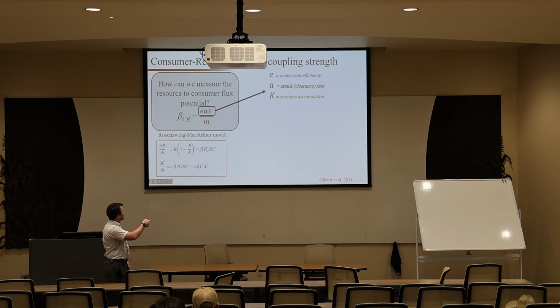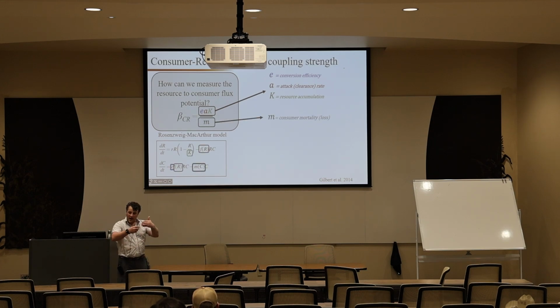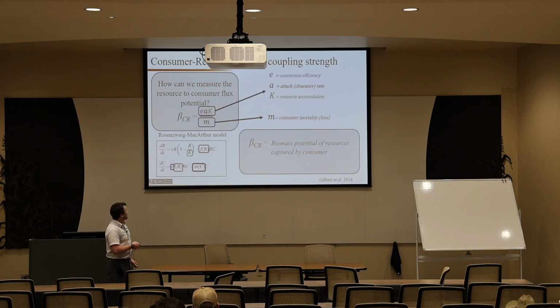And essentially, the numerator on top is how efficiently a consumer can turn resource biomass into itself, in the context of the resource accumulation rate. And the denominator here is the consumer mortality, so it's essentially the loss of biomass from the consumers. And so the ratio of this gives us this potential flux of consumers to resources, right?